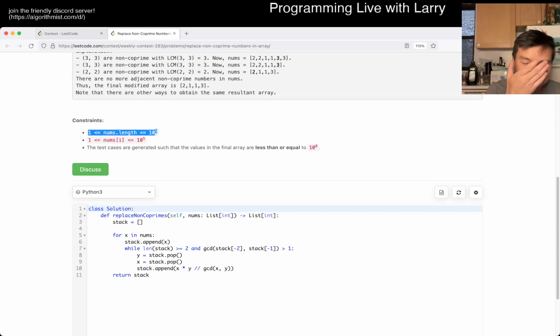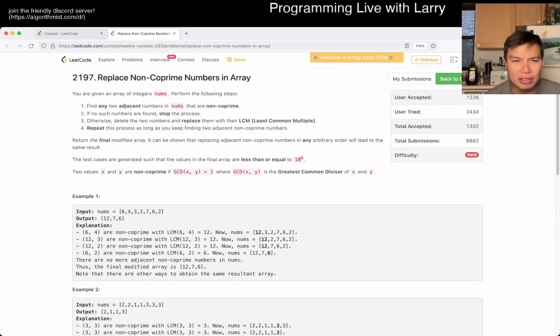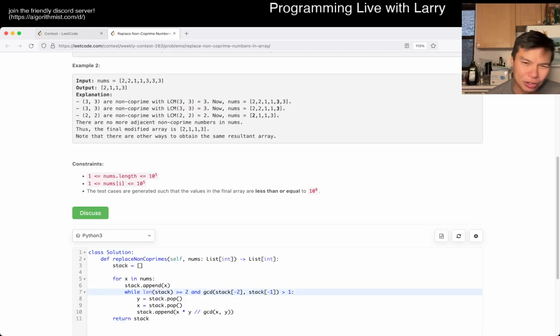And this is as simple as it looks. Basically, you look at the last two elements on the stack, and if their GCD is greater than 1, you combine them with the LCM, which is this formula. I wish they had told you that. I don't know why they didn't actually describe what an LCM is for this problem, even though you could Google it very quickly. It's a little bit weird, that part.